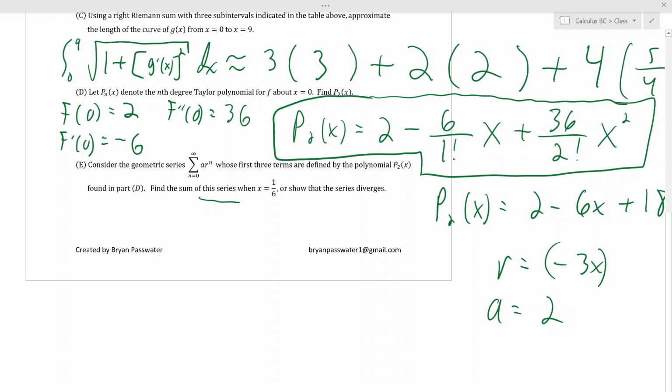It says find the sum of the series. And the sum of a geometric series is always the first term, 2, over 1 minus r, which in this case is negative 3x. So if they ask you to find a function for it, that's what it would be. All right, but they want to know what's happening when x is a sixth. So that's 2 over 1 plus, because the negatives combine, right? And 3 times 1/6 is a half. And you can leave it like that, but that's just 2 divided by 3/2, which is 4/3, right? All right. So that's that.